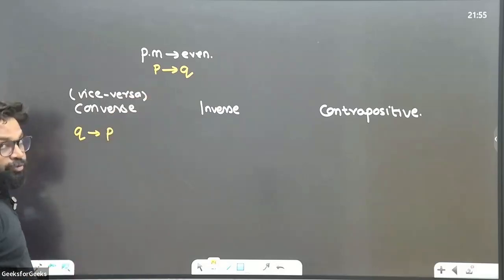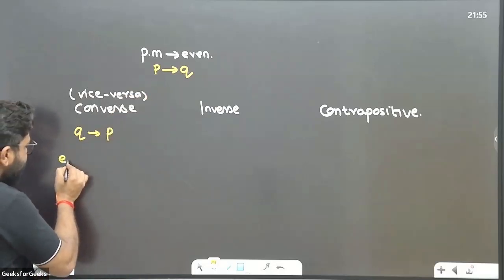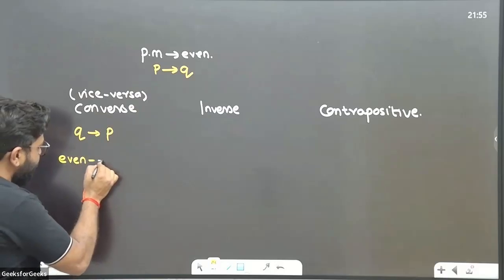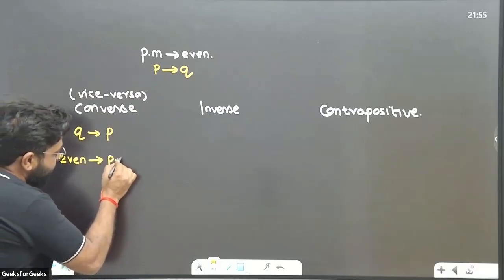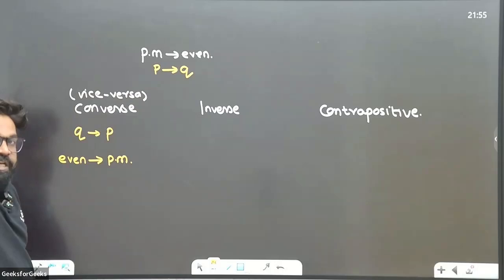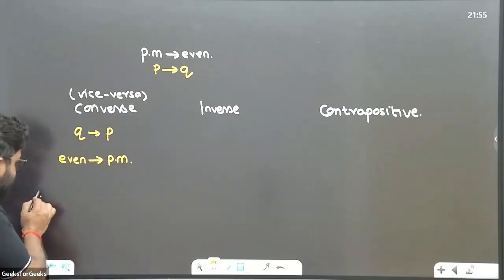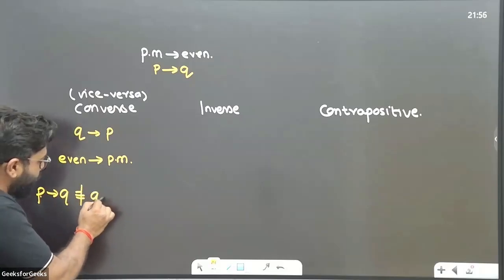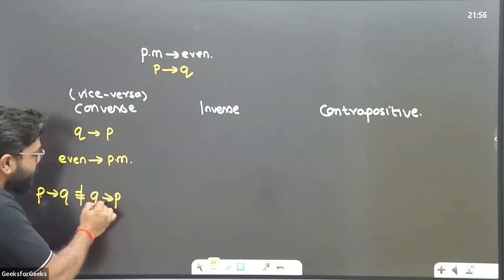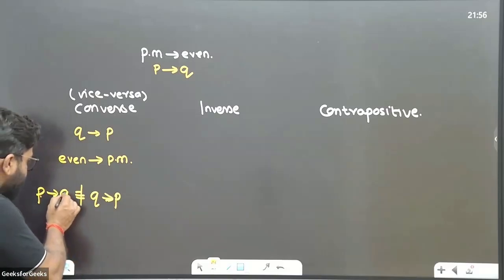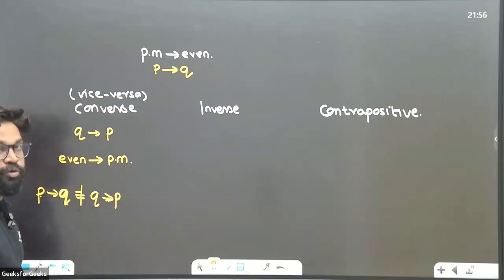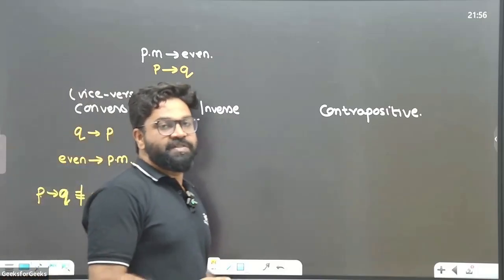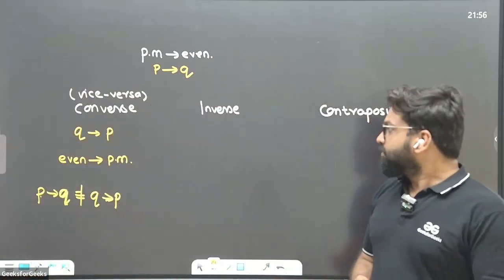What is Q? Q says that if any graph has an even number of vertices, can we say that the perfect matching exists? If any graph has an even number of vertices, can we say that a perfect matching exists? No. That means we can easily say that P implies Q is not equivalent to Q implies P. That is your first statement, which is the converse.